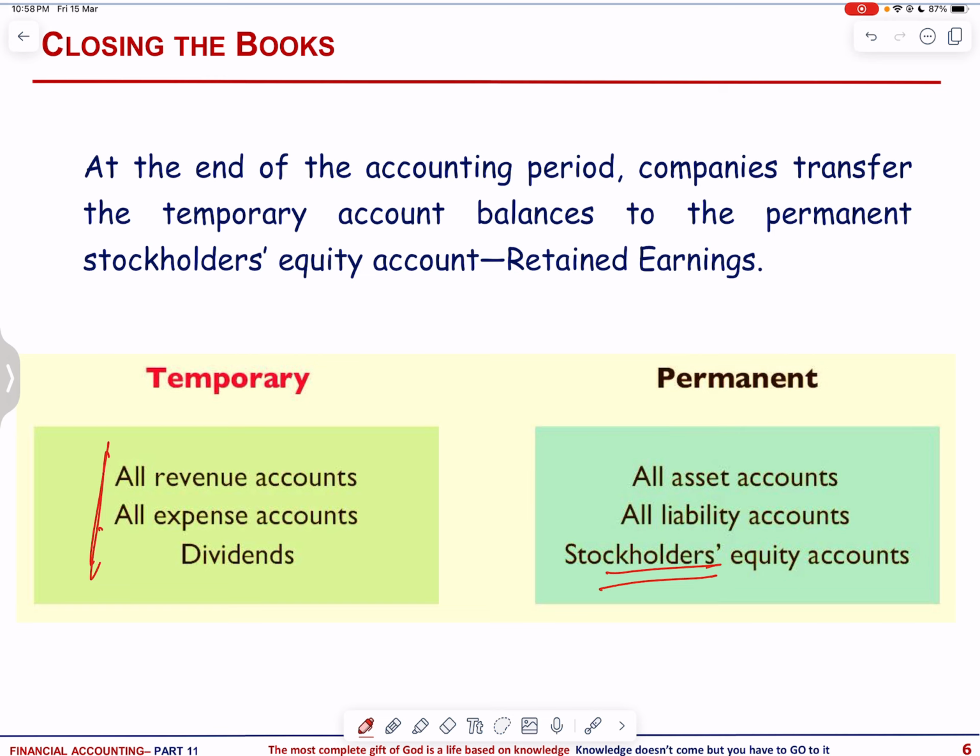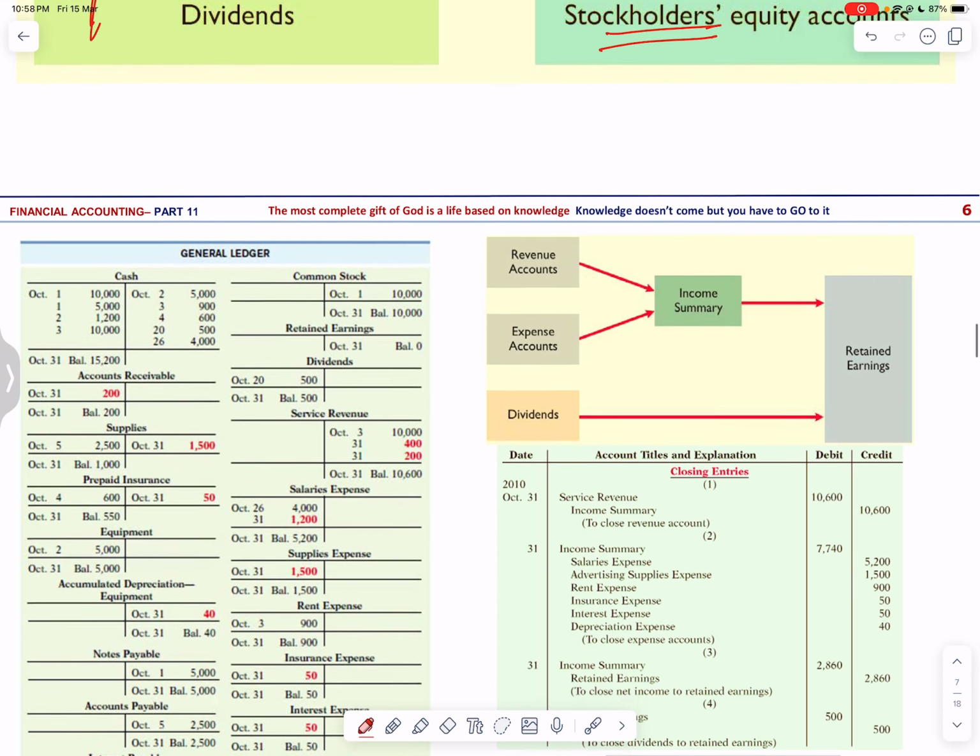Temporary account means we close them at the end of the accounting period. Anything that goes on the balance sheet does not close as they are the permanent accounts, while all the remaining accounts are closed. We don't close permanent accounts. So anything that goes on the income statement or the retained earnings statement is closed. However, we don't close retained earnings because the ending retained earnings balance goes on the balance sheet. So let us look into the closing process.